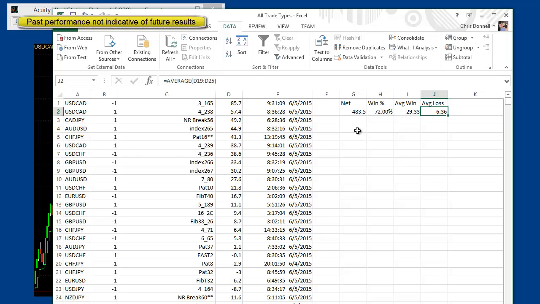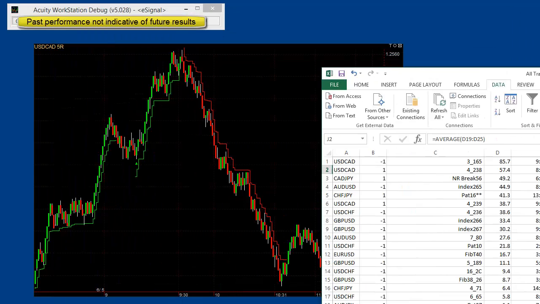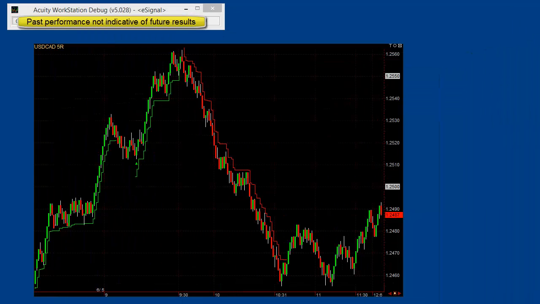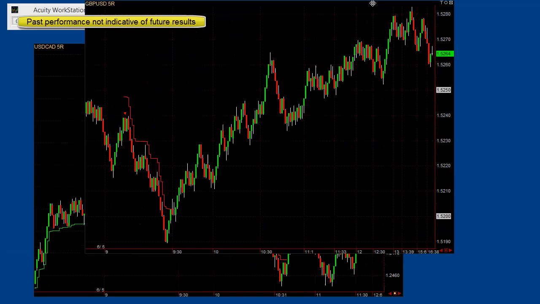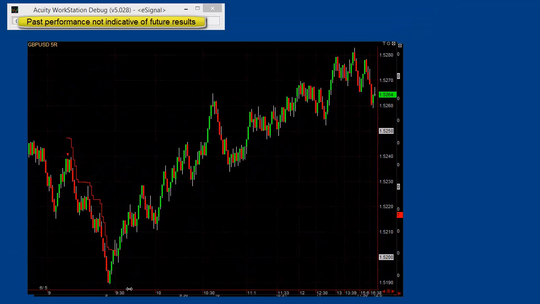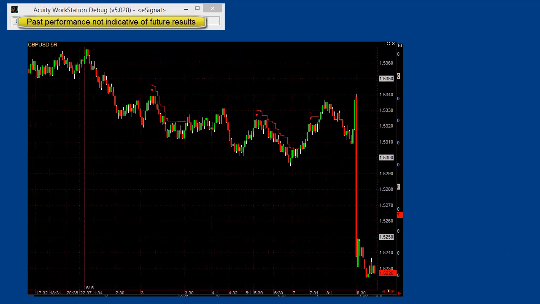Now these stats, I'll show them in a second, or at the end of the day after I add new patterns and fix some of the bad patterns. So here's the pound. I think it did pretty well on Friday. There's a lot of trades in the pound.